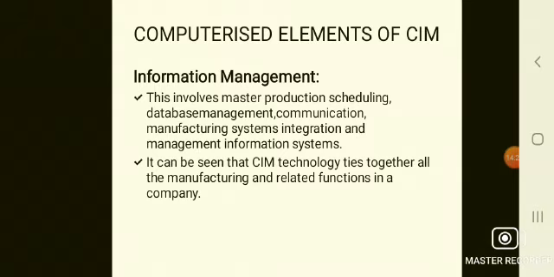Information management. This involves master production scheduling, database management, communications, manufacturing system integration, and management information systems. It can be seen that CIM technology ties together all the manufacturing and related functions in a company.